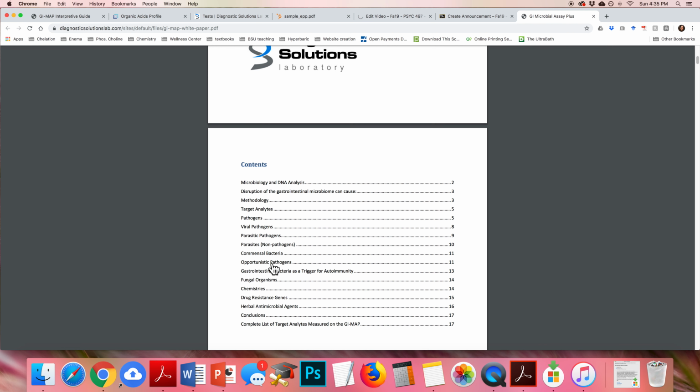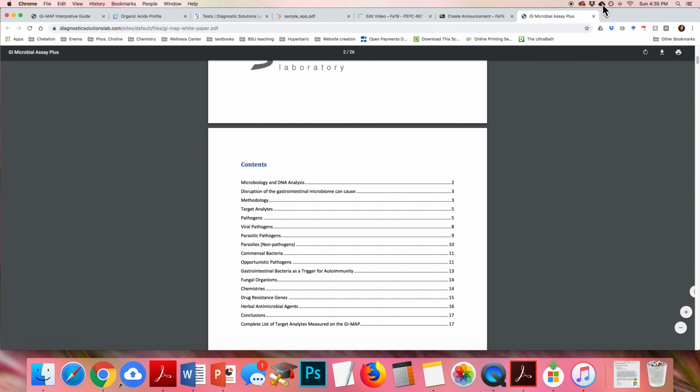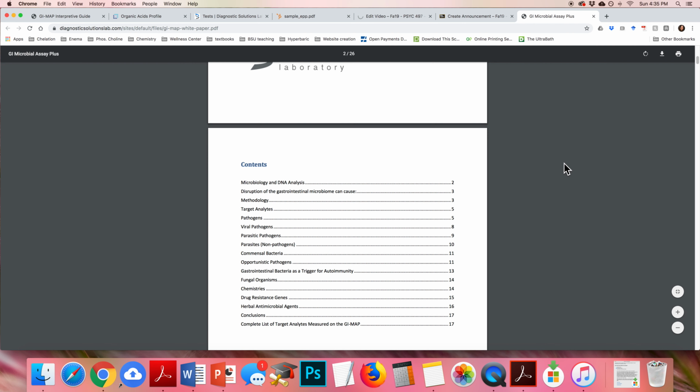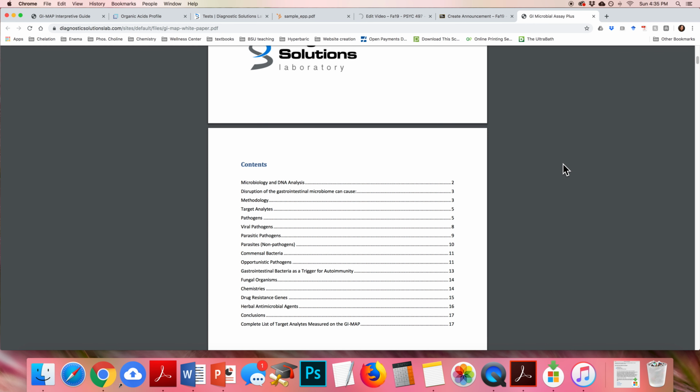As an example, if you go into Blackboard and you look at Caroline's assessment for Kelly, if you click on the MRT and GI map within the course content portion of the site, what you'll see is that there's bacterial overgrowth and there are low levels of healthy bacteria in the stool.